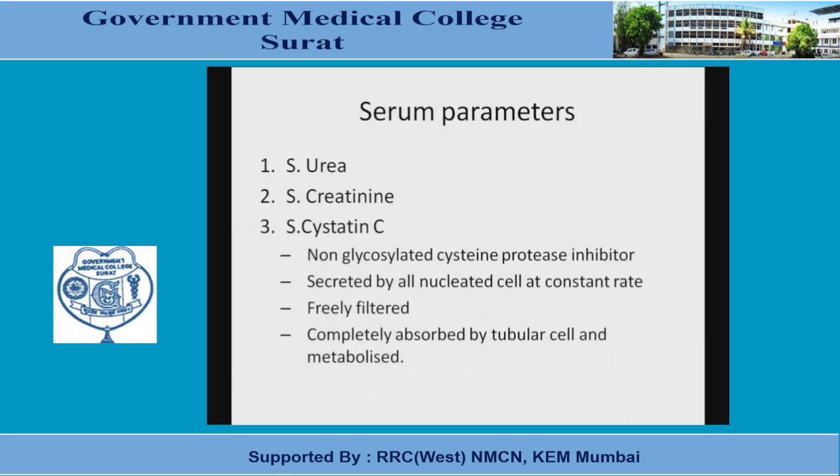And third is a newer marker for assessing the renal function. It is serum cystatin C level. It is a non-glycosylated cysteine protease inhibitor secreted by all nucleated cells, freely filtered but completely reabsorbed by renal tubular cells. After reabsorption, it is completely catabolized in the renal tubular cell, so it does not re-enter the circulation. Remember, it is completely filtered, completely reabsorbed, but after reabsorption in the tubular cell, it is completely catabolized. It never enters again into the circulation.